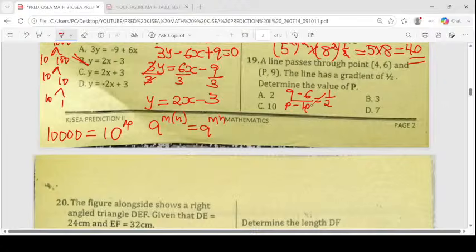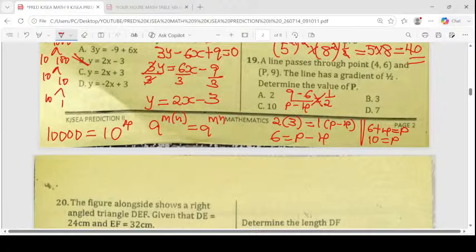What do we do here? We can cross multiply. This will be now 2 into 9 minus 6, that is 3. So that is 2 into 3 is equal to 1 into P minus 4. So this is like saying 6 is equal to P minus 4. Collecting like terms, the negative 4 can cross to the left. So this will be now 6 plus 4 is equal to P. 6 plus 4 is 10. So this is like saying 10 is equal to P.